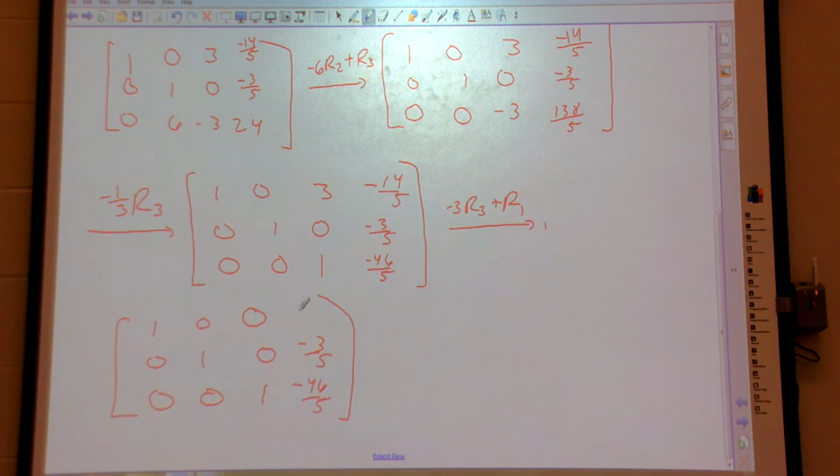What'd I get? 124 over 5. Anyone else get that? 124 over 5? Can I guess? Any other guesses? 124 over 5. Yeah. And is this an REF? Yeah. Yep, done. No need to even rearrange rows. That's kind of nice. That one got messy.